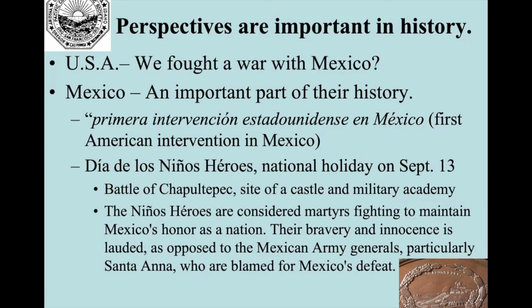in this battle, and some of them may be legendary, but many consider them to be martyrs, fighting to maintain Mexico's honor. And they're both brave and innocent because of their youth. Whereas the Mexican army generals, particularly Santa Anna, were blamed for this defeat, which maybe there might be some politicians involved in that blame as well.